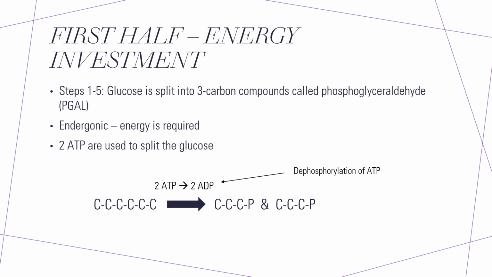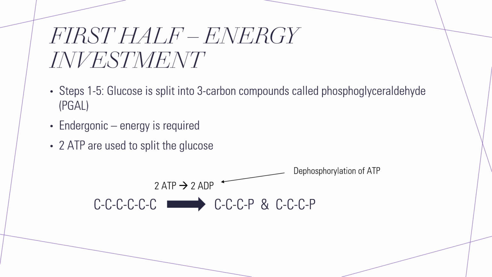Glycolysis itself is composed of 10 steps in total. The first half, steps 1 through 5, are, as written in the slide, the energy requiring steps, or the energy investment steps, where glucose is split into 2 3-carbon compounds.